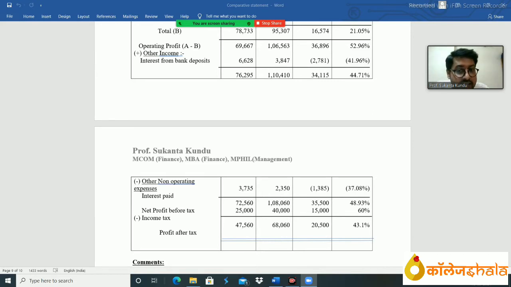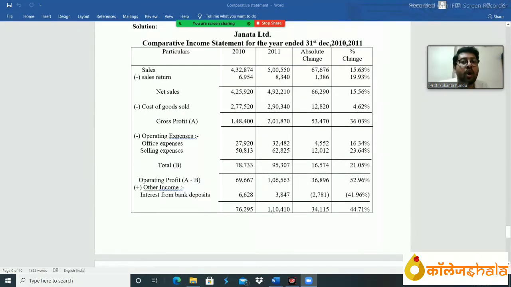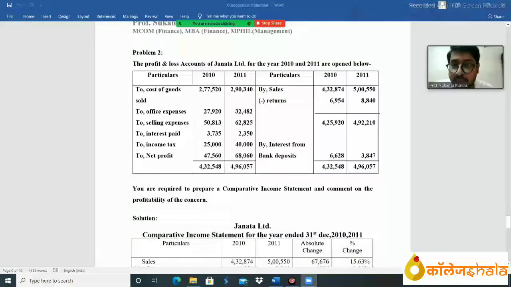Less income tax, then you will get profit after tax. Now operating expenses means those expenses which are related to my business activities. So in this question, office expenses and selling expenses are given.